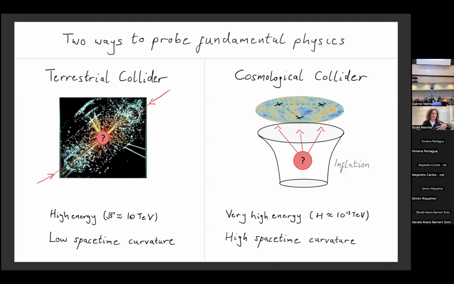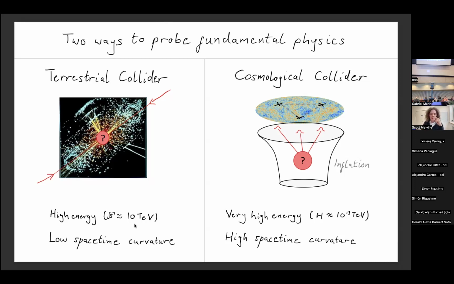It probes energies up to 10 TeV at the current LHC, and it's how we've developed the standard model of particle physics. But of course, there's a limitation with a terrestrial collider, which is that you are always doing these scattering experiments in the very low gravitational field of the Earth, very low, weak space-time curvatures.